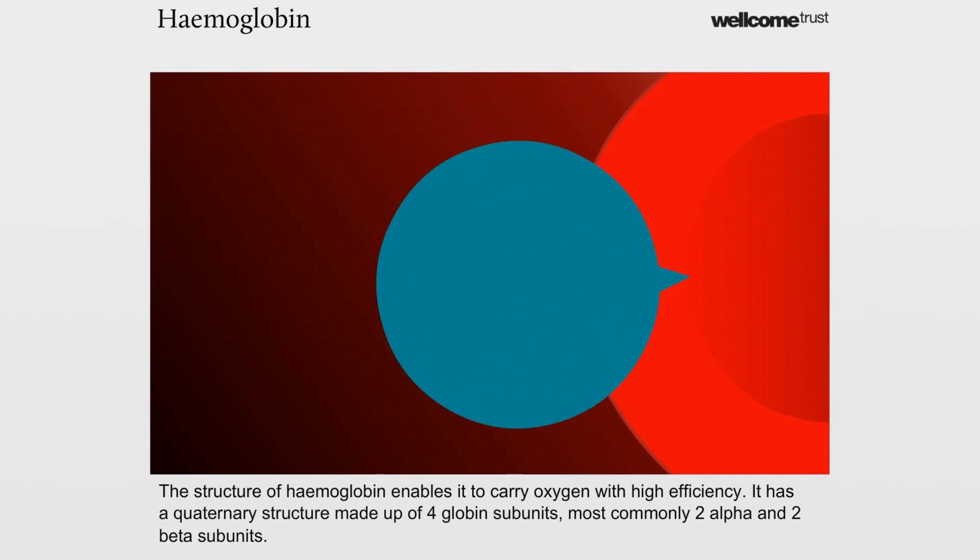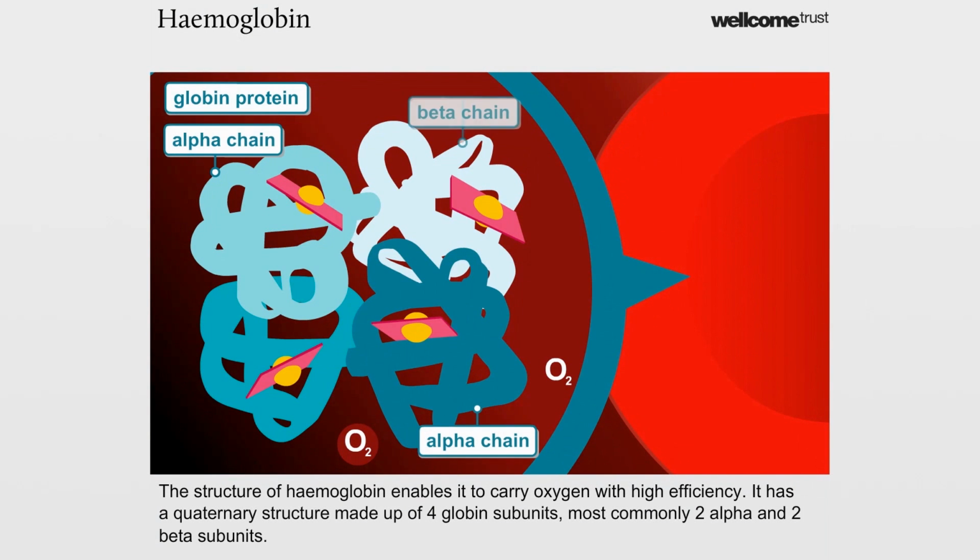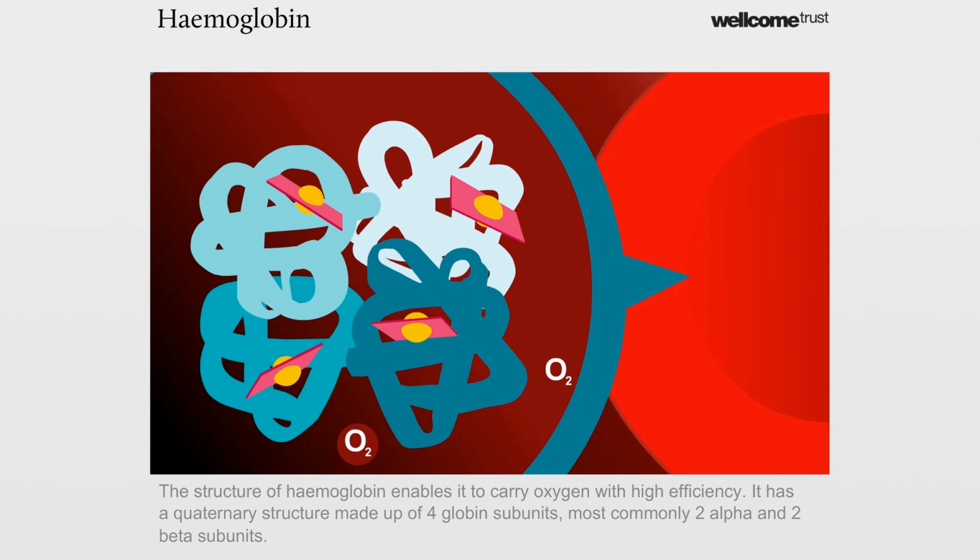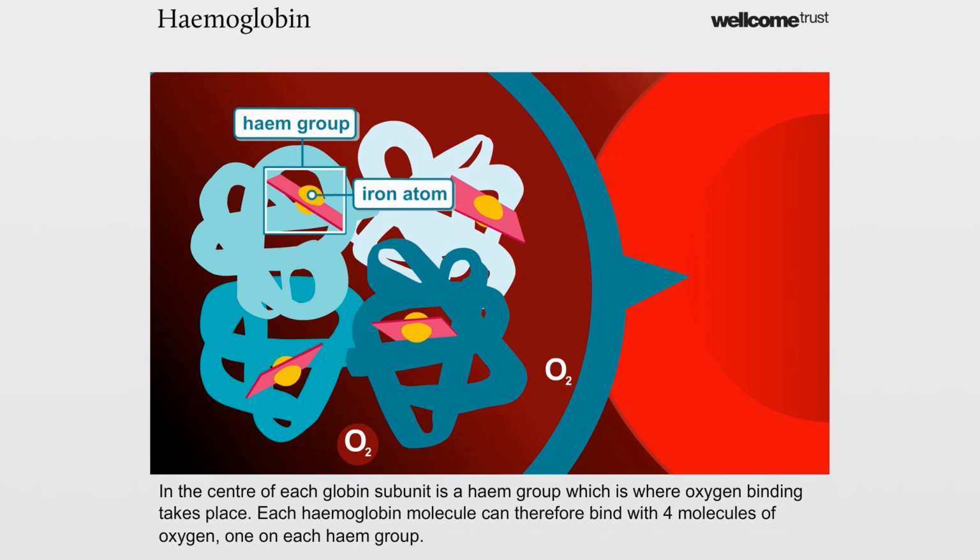The structure of haemoglobin enables it to carry oxygen with high efficiency. It has a quaternary structure made up of 4 globin subunits, most commonly 2 alpha and 2 beta subunits. In the centre of each globin subunit is a heme group, which is where oxygen binding takes place. Each haemoglobin molecule can therefore bind with 4 molecules of oxygen, 1 on each heme group.